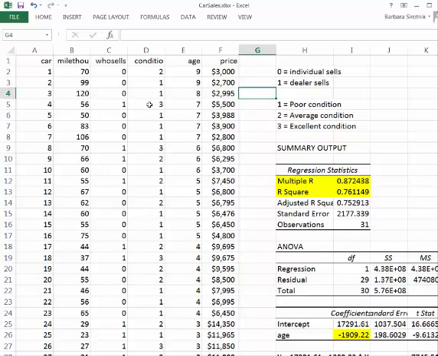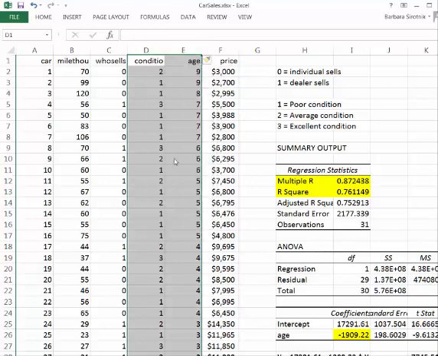Rather, I'm going to need to develop 2 new variables for condition, 2 new dummy variables. And let's see how I'm going to do that. The first thing I'm going to do is to insert a couple of variables.